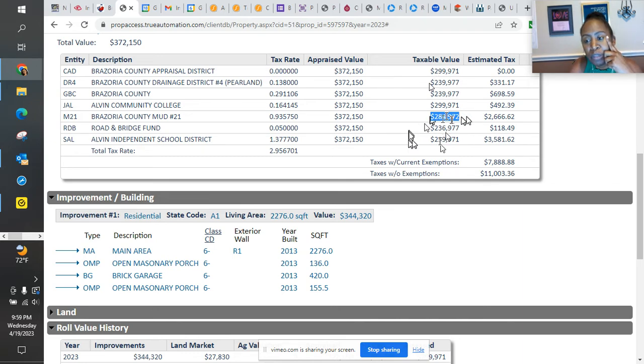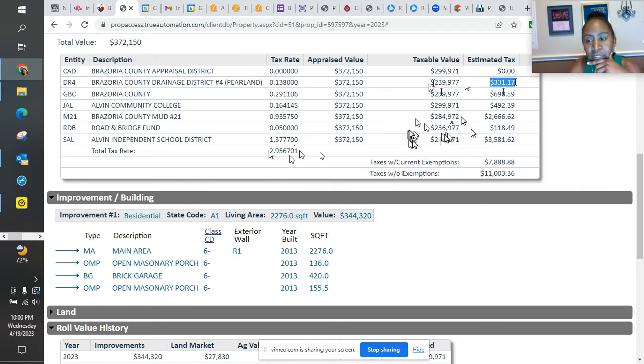So you take this taxable value for each entity, multiply it times the tax rate here, and that's how you are able to determine how much is being paid. Oh, I'm sorry, not the tax rate here. You take it and multiply it times the applicable tax rate over here. And that's where this number comes from in estimated taxes.